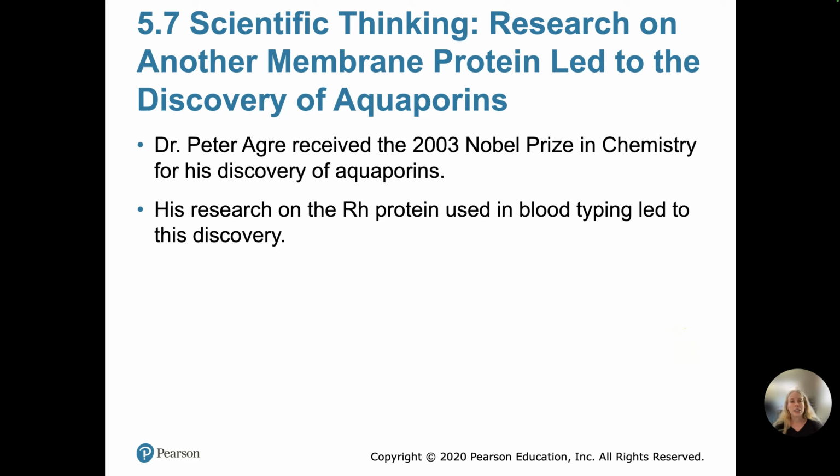For a while, scientists had known that there was likely some type of protein that allowed for the rapid diffusion of water in certain types of cells, but they couldn't figure out what protein it was or where it was in the cells.